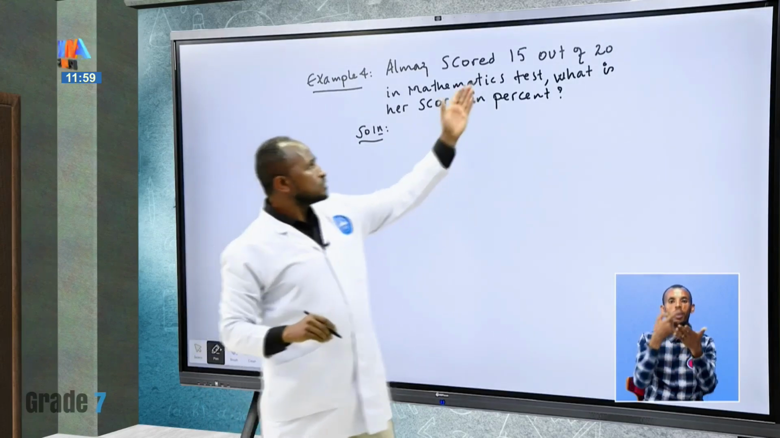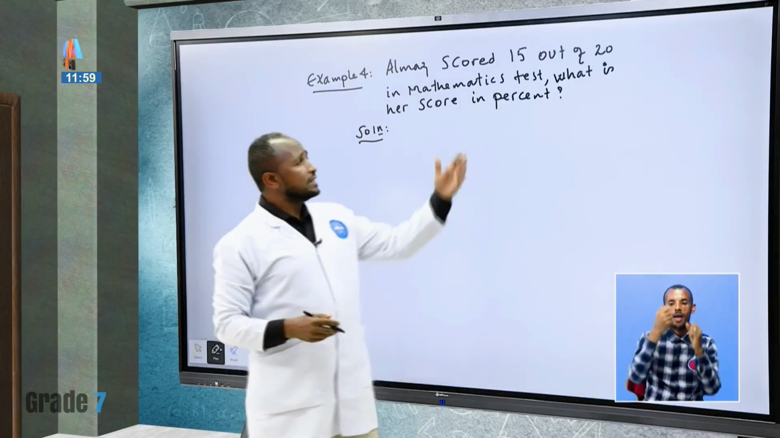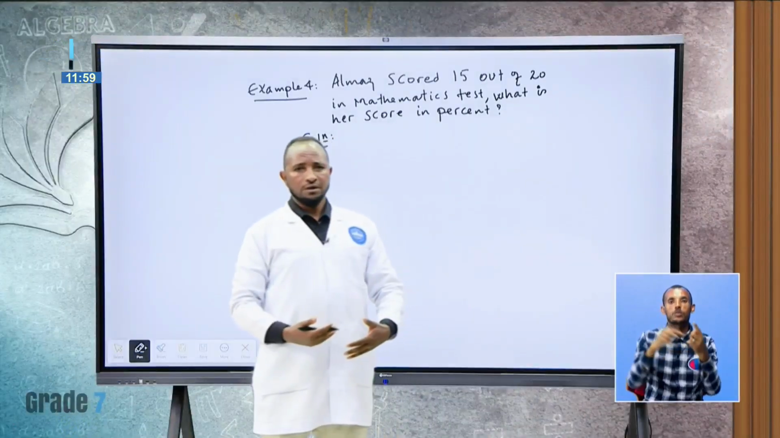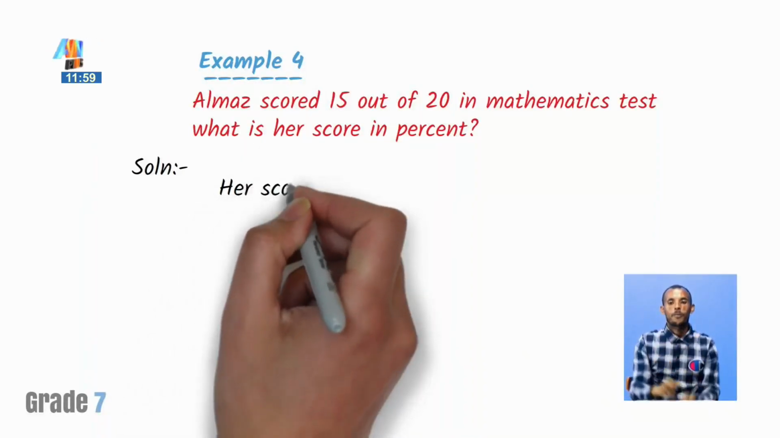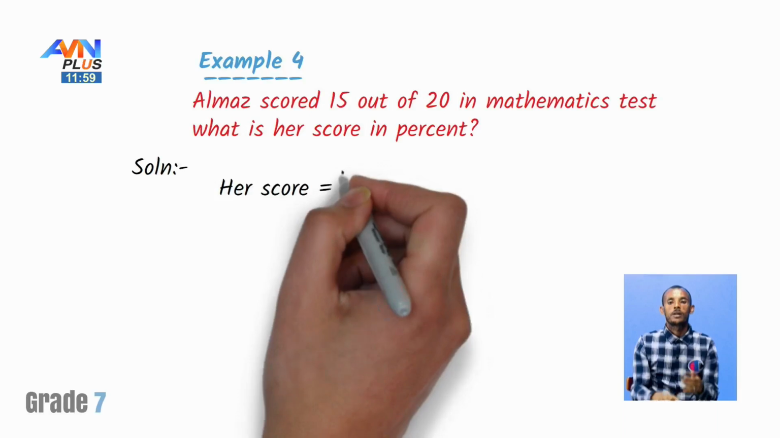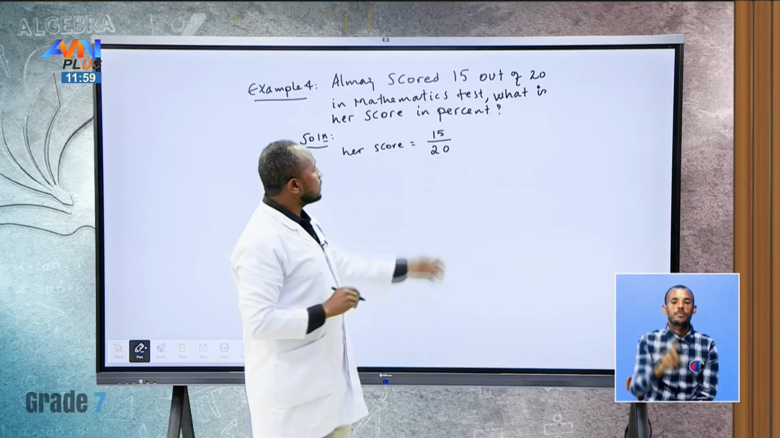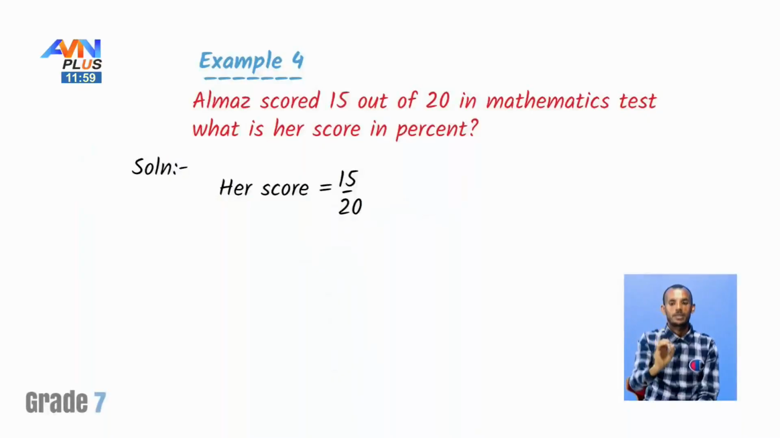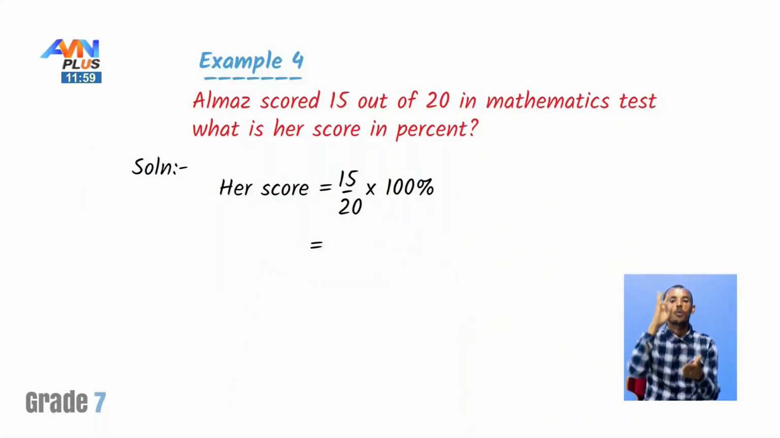So here, Almaz scored 15 out of 20. So I can express her score in fraction form, and then I will convert that into percent. Therefore, here, her score in fraction form is this 15 out of the total 20 questions. Therefore, this is her score. I can convert this into percent by multiplying by 100%.